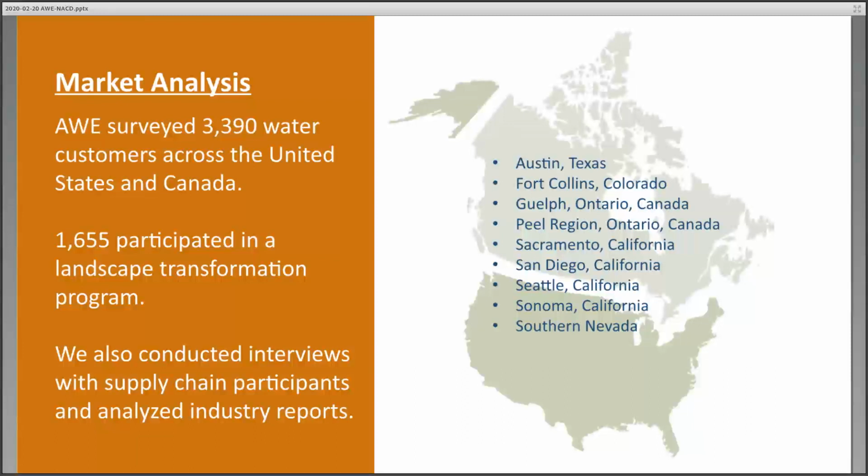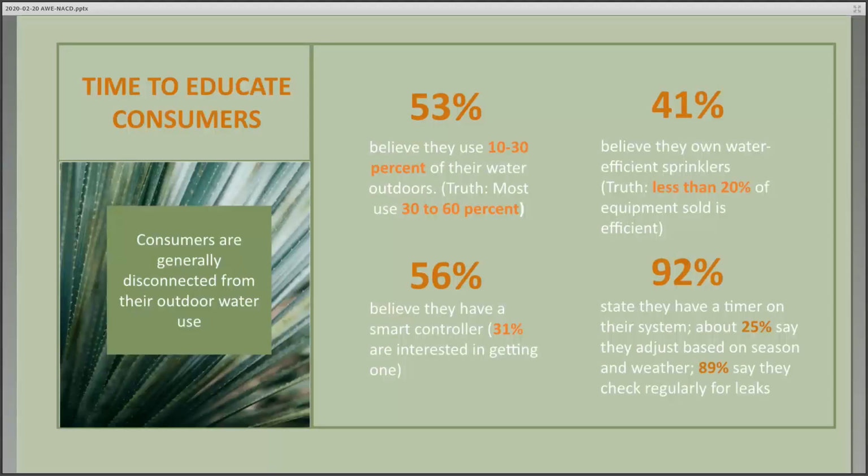Then we turned our attention to the market analysis and surveyed 3,400 essentially customers throughout North America. This included United States and a couple locations in Canada. And about half of those that were surveyed had participated in a landscape transformation program, so they were familiar with this topic. And then we also talked with supply chain folks and looked at industry reports to get an idea of the market. And we learned several things.